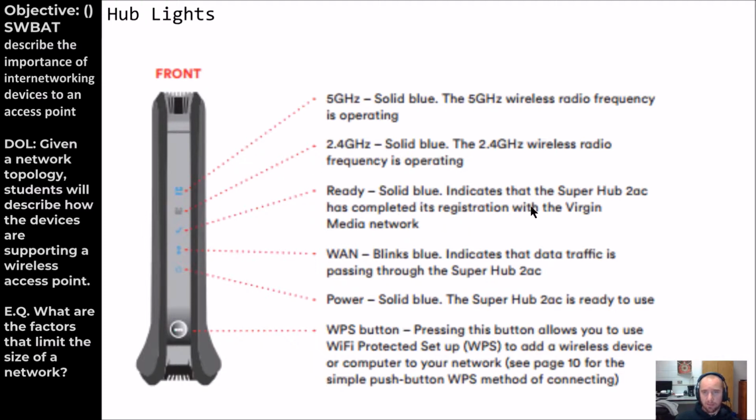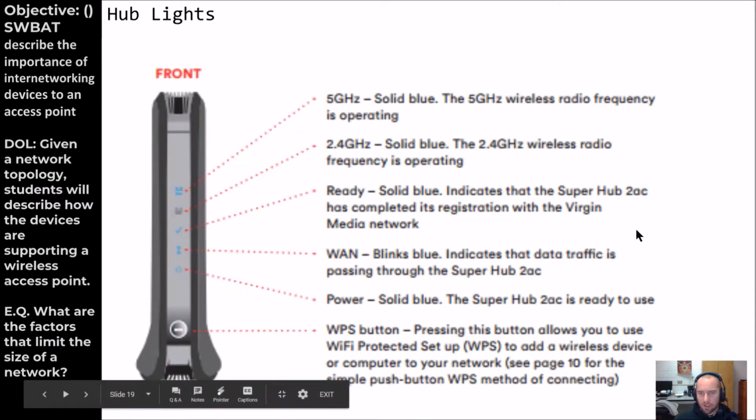A solid blue indicates that the Super Hub 2 AC has completed its registration with the Virgin Media Network, company who made this particular one. And again, this is just an example, so whatever hub or switch you have, you can look up the information like this on the lights.